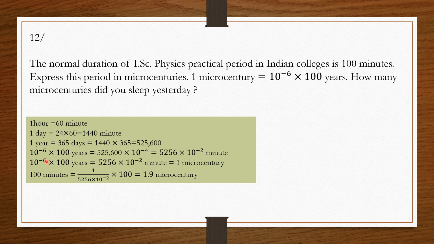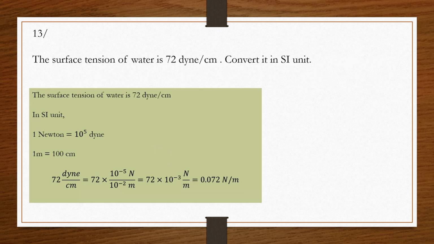And 10 to the power minus 6 into 100 years will be equal to 5256 into 10 to the power minus 2 minute, that is equal to 1 microcentury, and 100 minutes will be 1 by 5256 into 10 to the power minus 2 into 100, that is equal to 1.9 microcentury. So here our right answer is 1.9 microcentury.